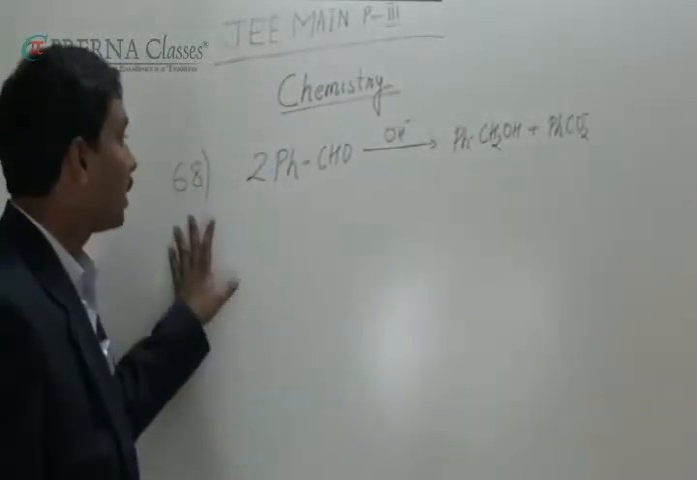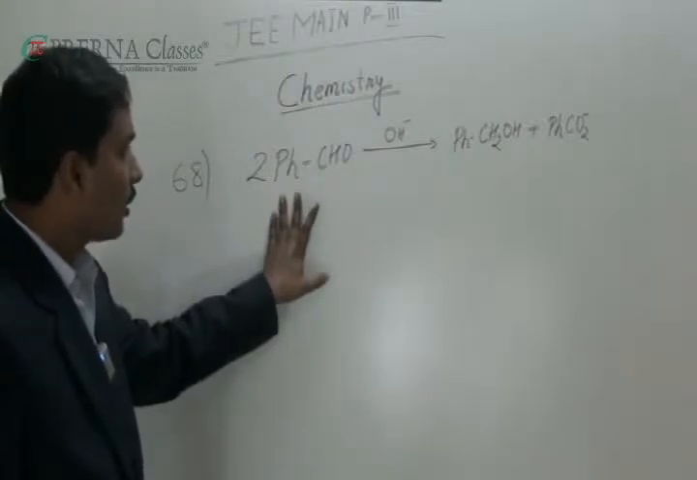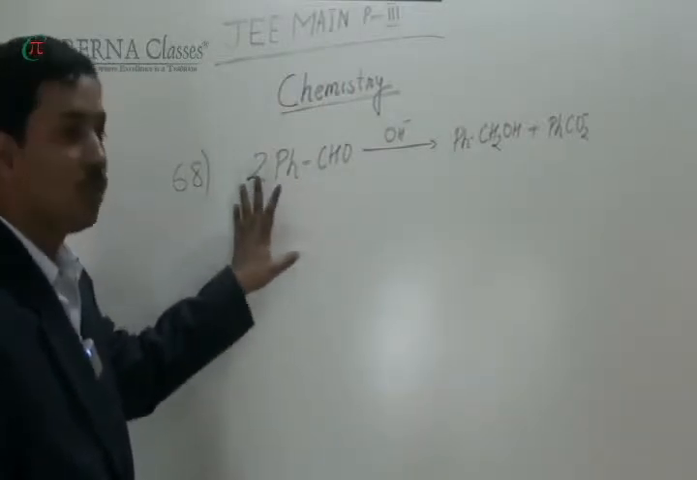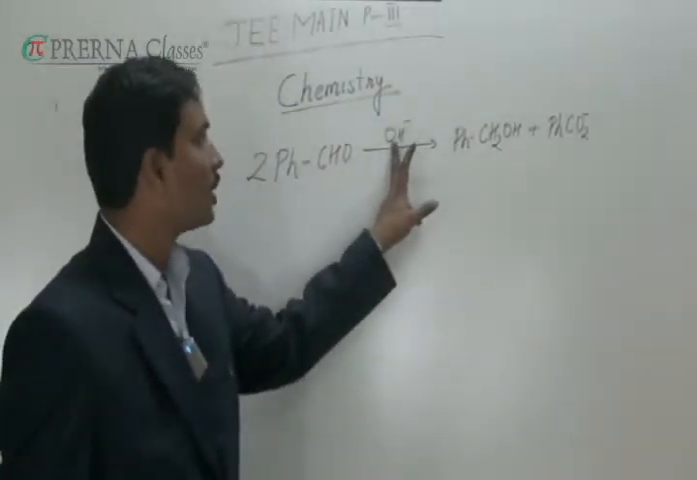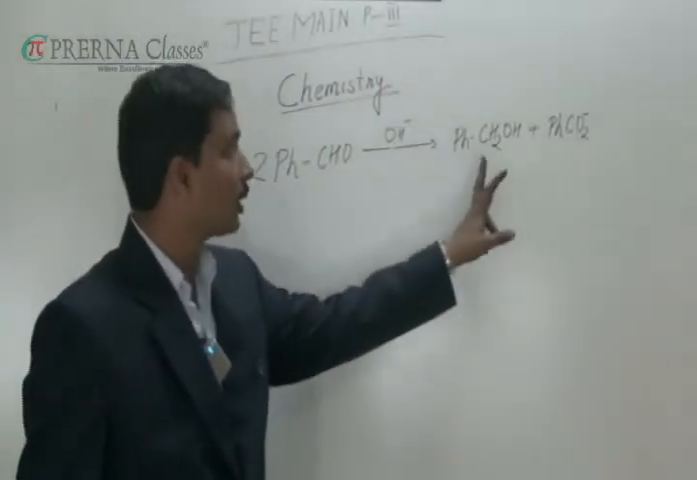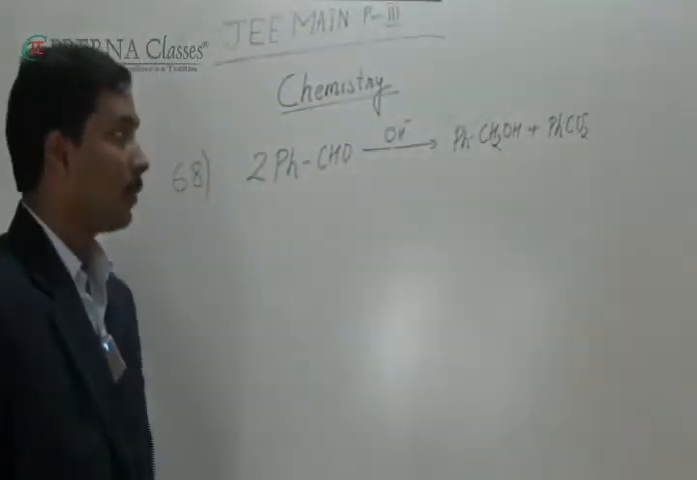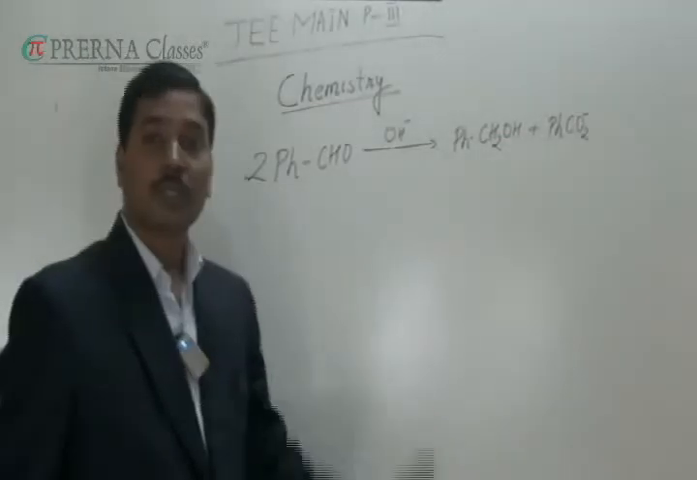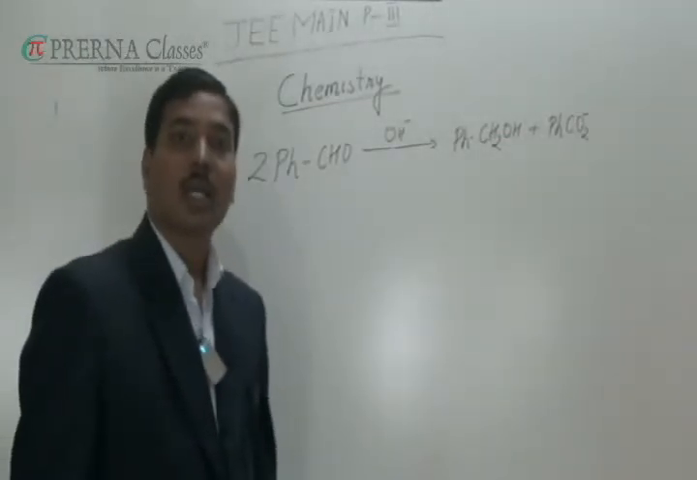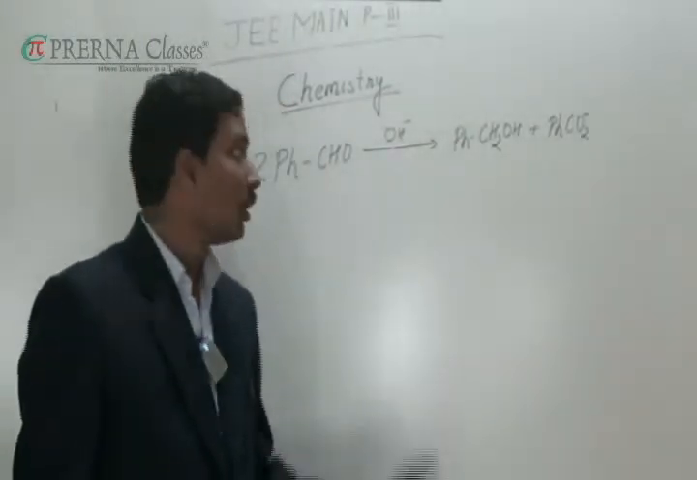Now question number 68. Benzaldehyde is given as a reactant. There are two molecules of benzaldehyde. It is reacting in presence of OH minus and the products are benzyl alcohol and benzoate ion. Now we have to find which one is the rate determining step in the mechanism. It is a Cannizzaro reaction.